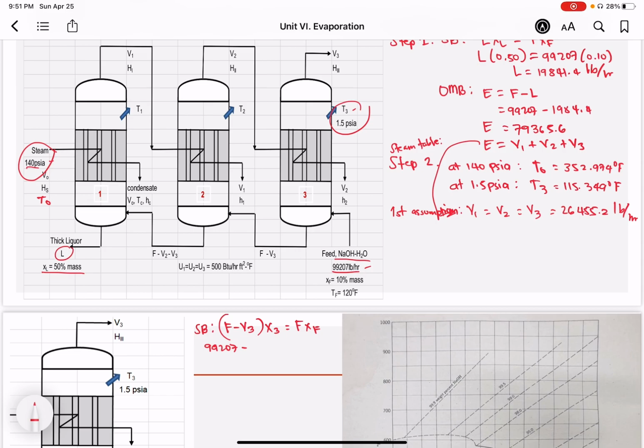Okay, so if my V3 is 26455.2 times X3, which is unknown, I know FXF to be 99207 times 0.10. I could easily get my X sub 3, and that is roughly 0.136. Okay. Why would I need this?